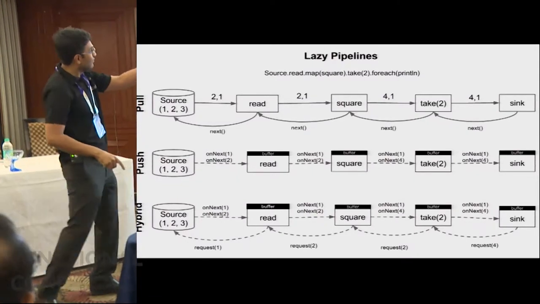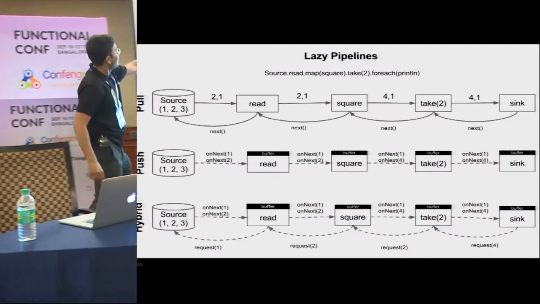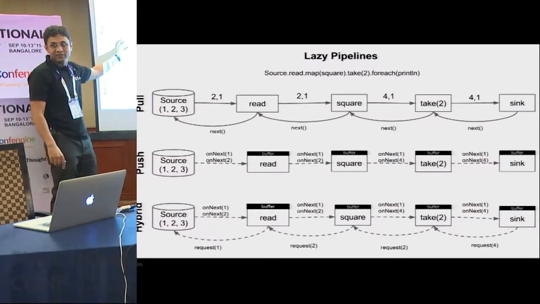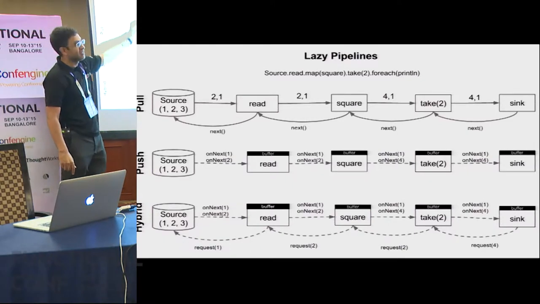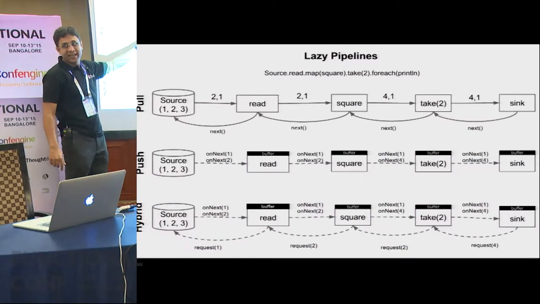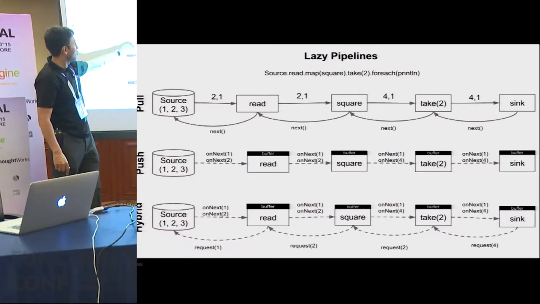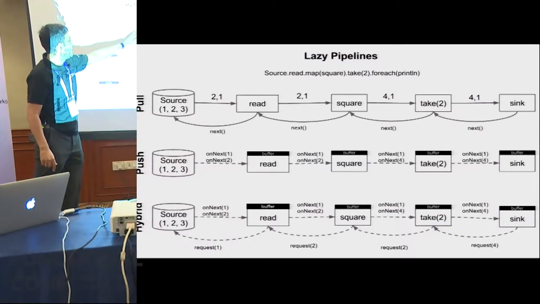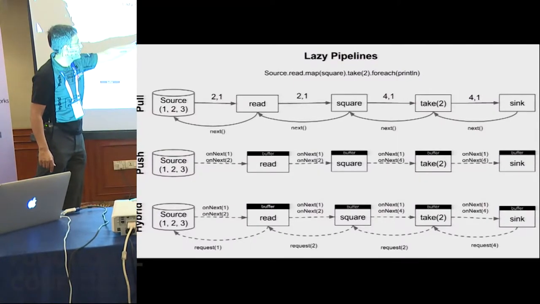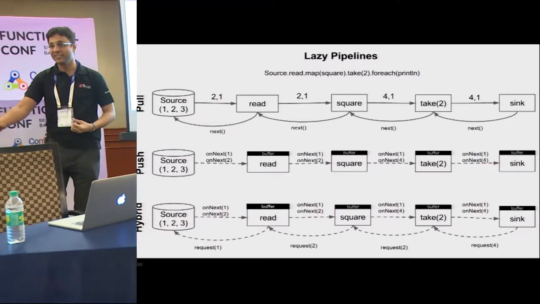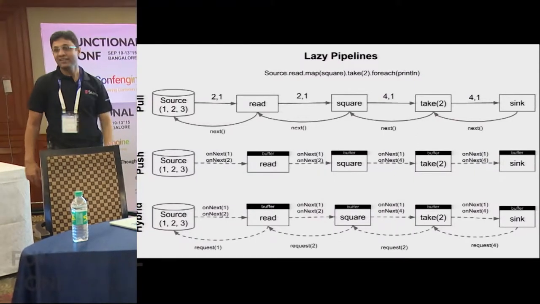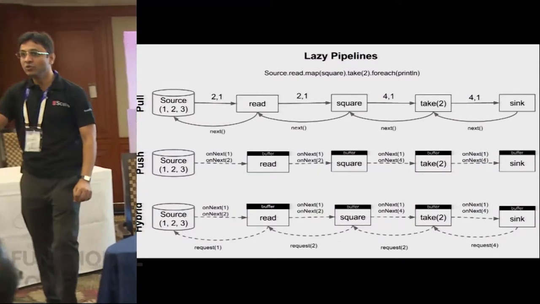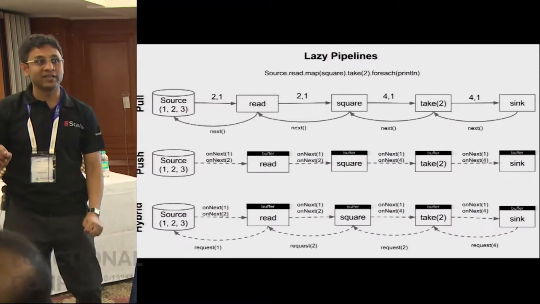And then the call chain will go all the way to the cursor of the database or the file. And then you will get the first element, which is 1. And then it will be processed here, logging. It will be sent to this, squaring remains the same. Take 2 doesn't have any effect because it is less than 2. And then it is given to the sink. So you know how many hops are going on, right?